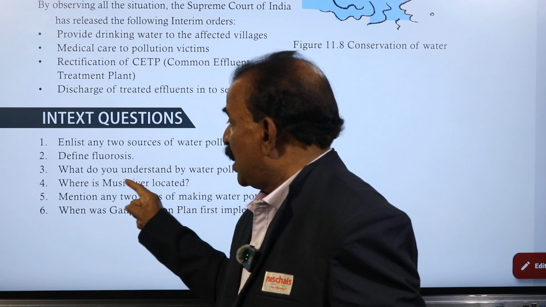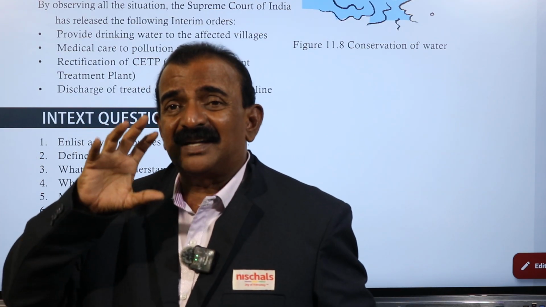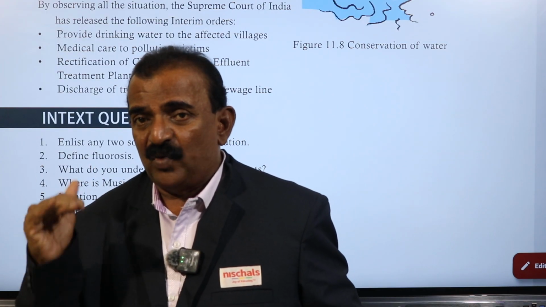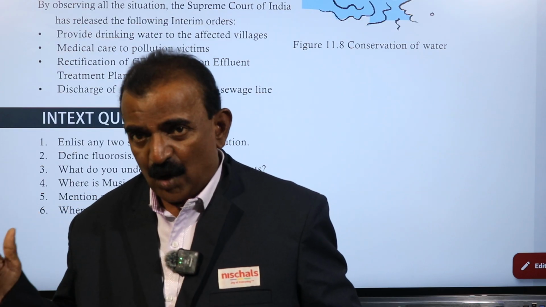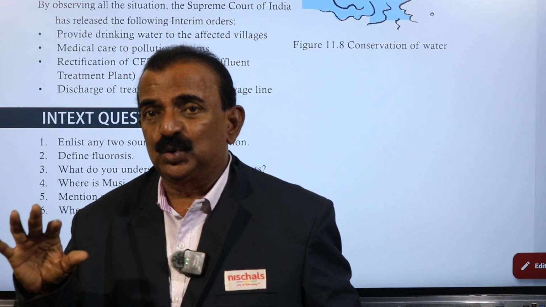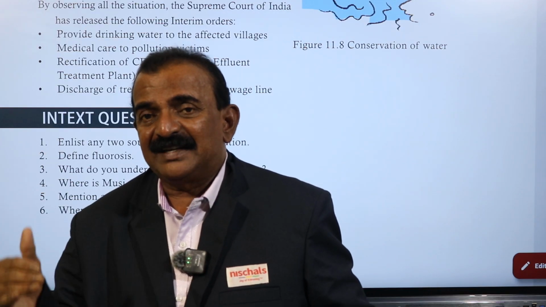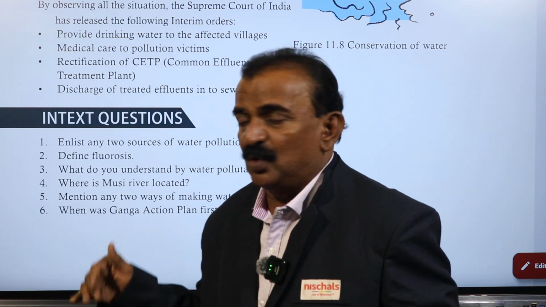Next one, what do you understand by water pollutant? Water pollutants are domestic sewage, domestic waste gathered in houses, urban waste, soot, and also chemical industries releasing waste material into the water. So these are the pollutants, and they are causing water to be polluted.